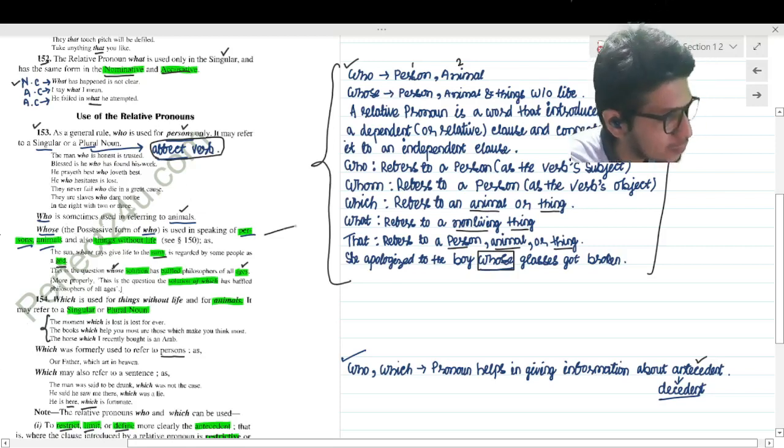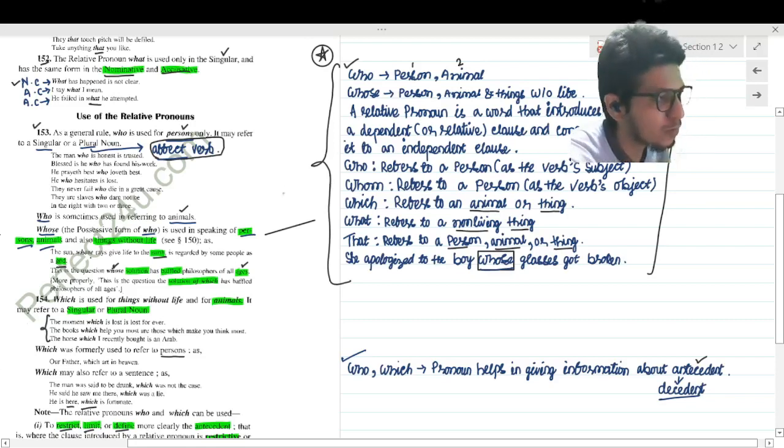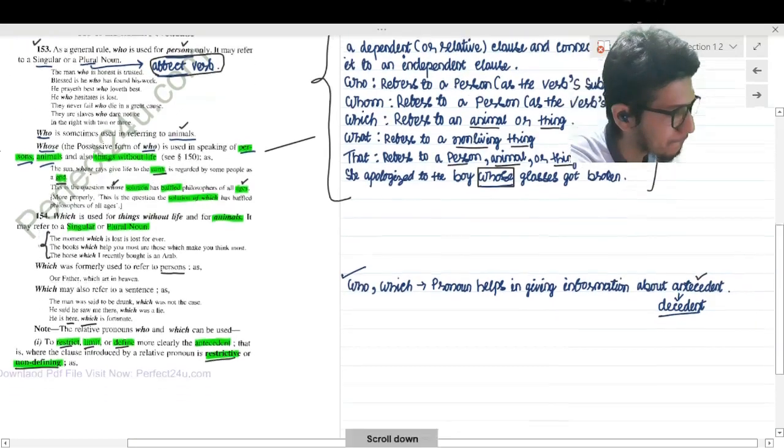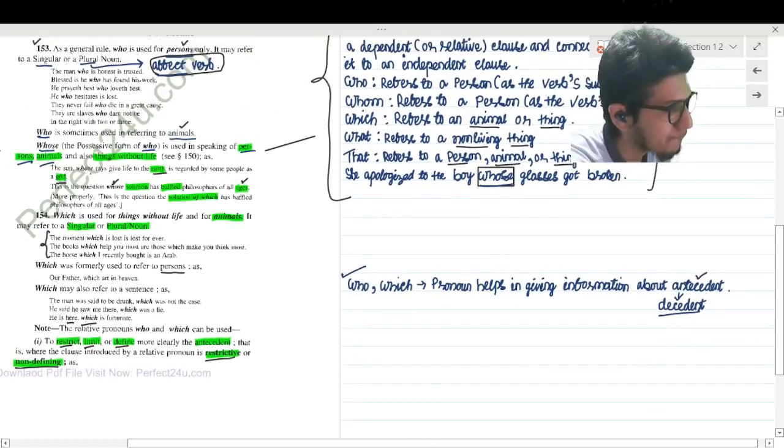These rules are written here. You can read all the sentences from here, or you can refer to this written instruction by me. Any one you can read, this written representation of mine, or you can refer to this paragraph of the book. Rule 154: which is used for things without life and for animals. It may refer to a singular or plural noun. This rule is also written here.